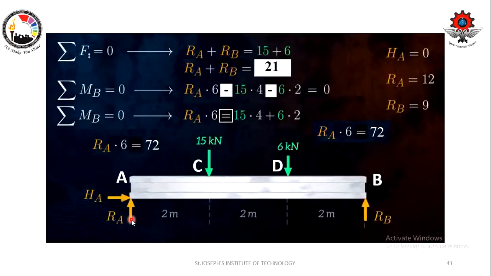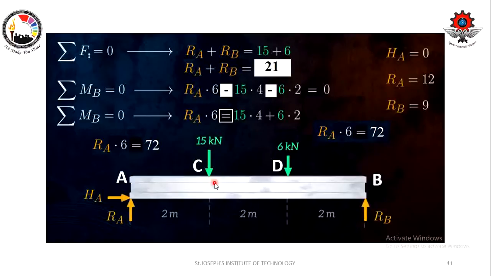Okay. Now RA into 6 positive. Now 15 into, taking this 15 to point B, the distance is 4. It has to travel a distance of 4. So 15 kilonewton into 4.